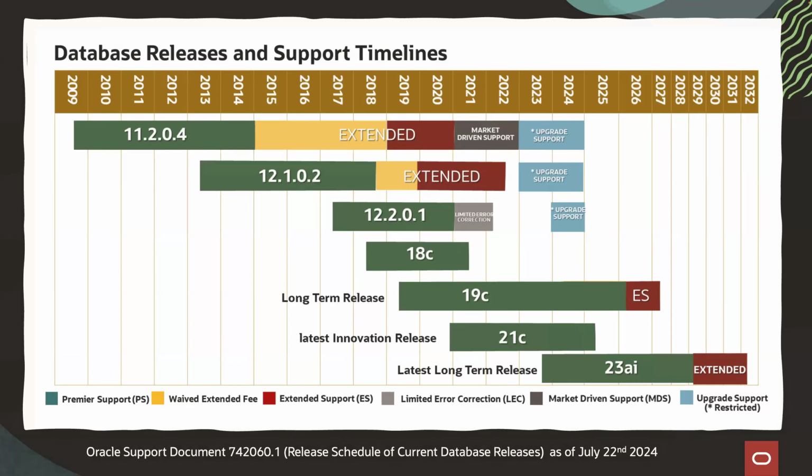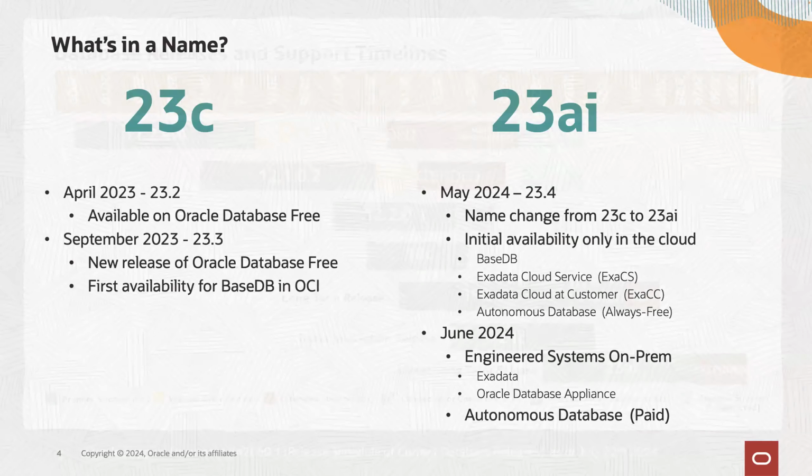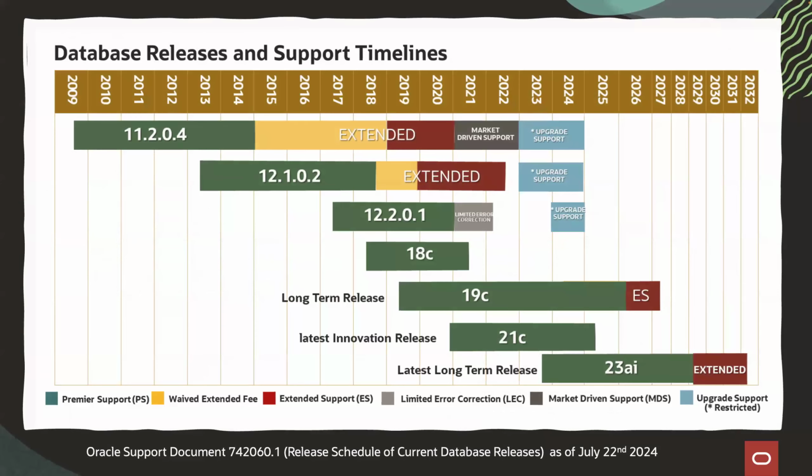But the point I also want to make is that 23AI is our latest long-term supported release, and it will be around on through the 2030s. So if you're looking for understanding what version of the database you should be moving to for your mission critical production workloads, don't hesitate on making that transition to 23AI. We intend to support it for a long time.